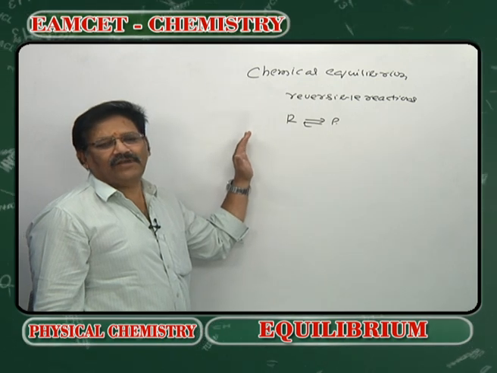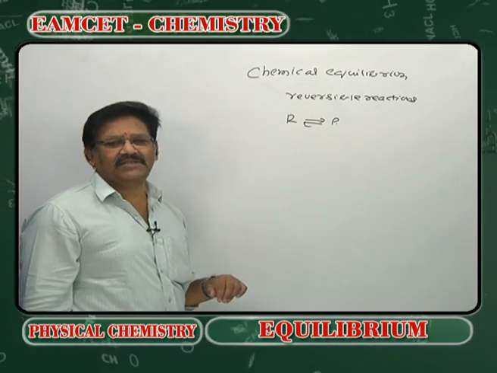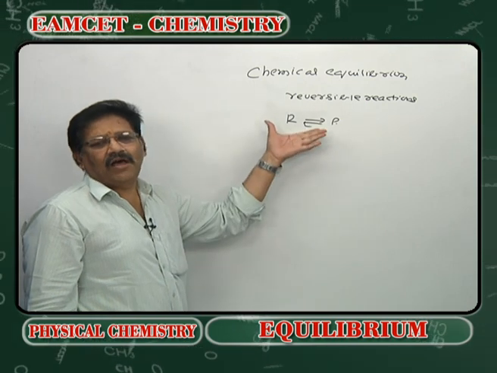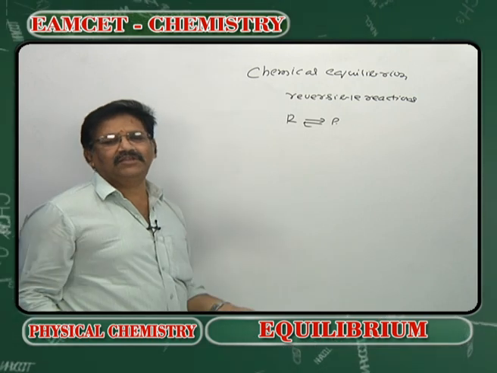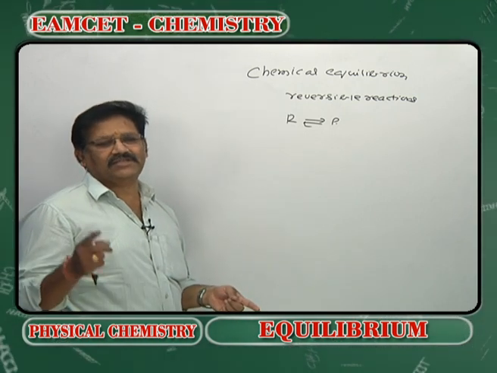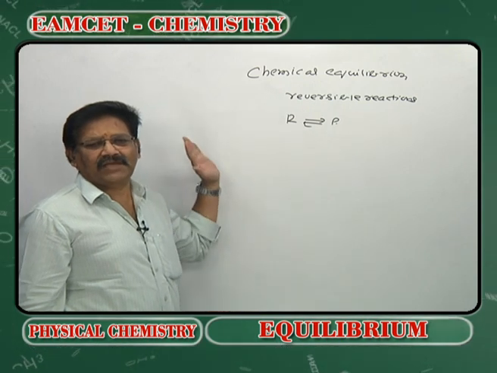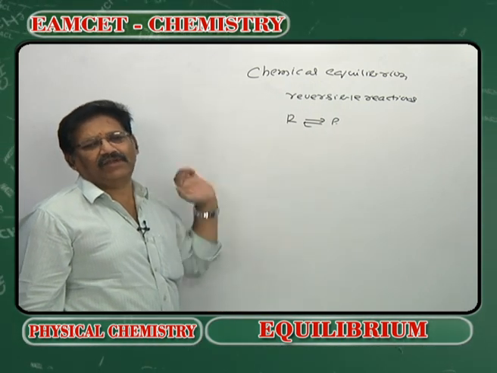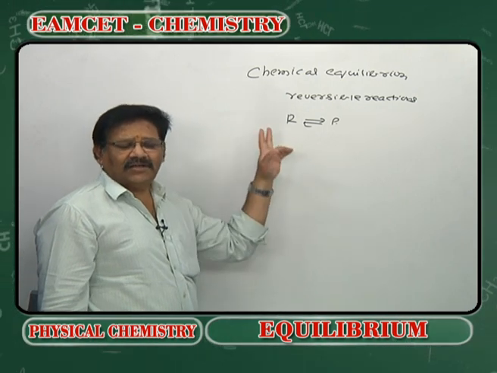And what is the nature of the equilibrium? The nature of the equilibrium is considered dynamic, because even after the equilibrium is established, continuous activity in the form of two opposing reactions, namely forward and backward reactions, takes place simultaneously with equal velocities. That is why the nature of the equilibrium is considered dynamic.